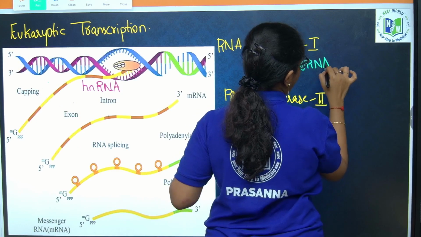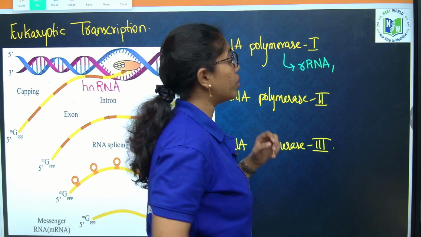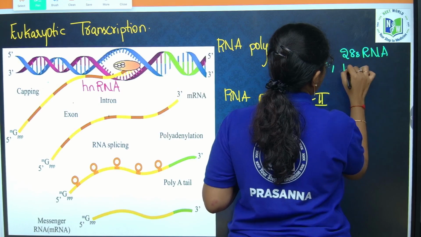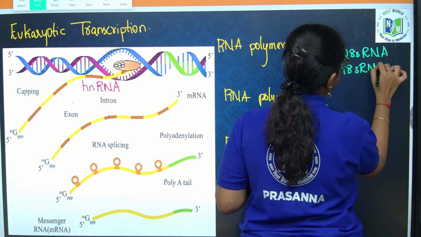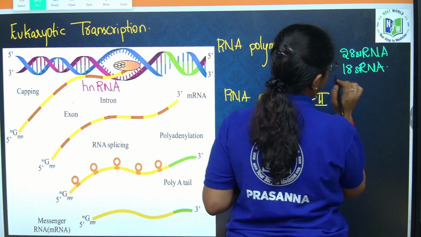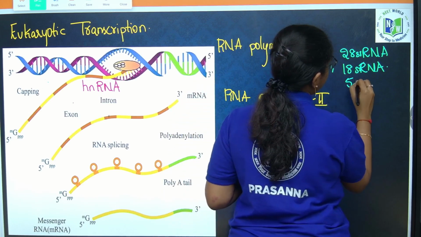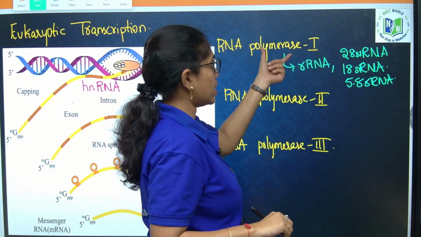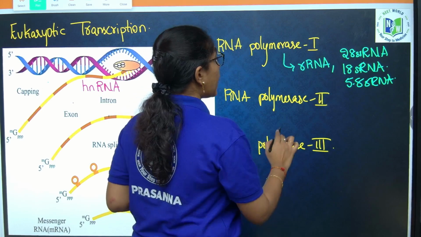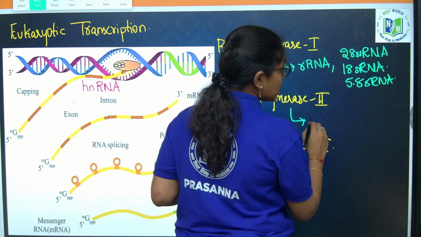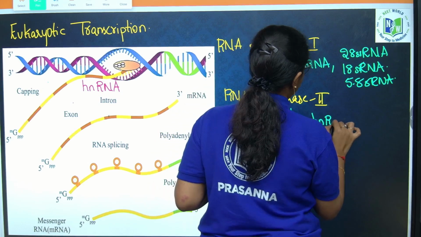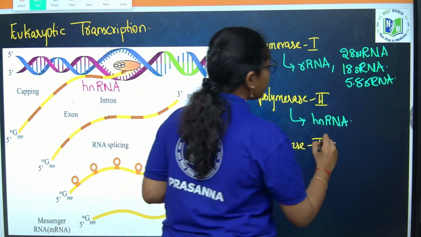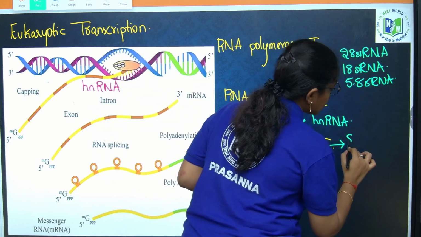If you look into RNA polymerase 1, it will synthesize rRNA, that is ribosomal RNA, and important subunits like 28S rRNA, 18S rRNA, and 5.8S RNA subunits; all these are synthesized by RNA polymerase 1. And RNA polymerase 2 will synthesize what? Heteronuclear RNA.